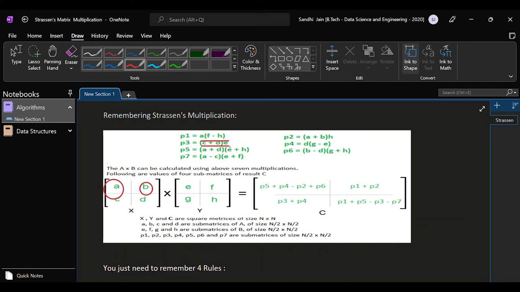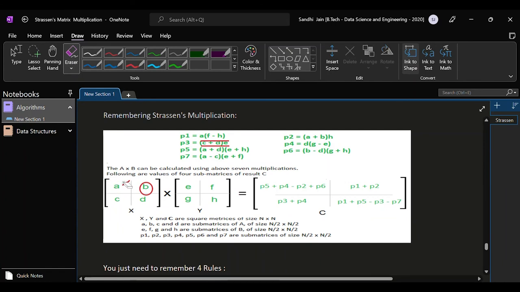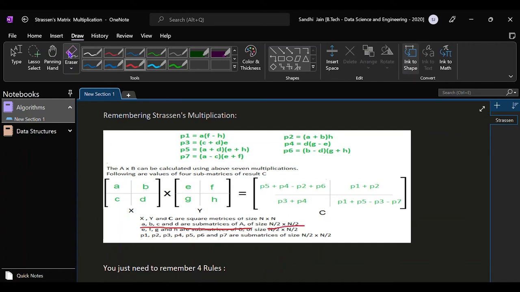Okay, so first of all the basic task is how to remember कि ये formulas क्या हैं, because the most important part is how we are going to remember these formulas. Okay, so we have P5, P4, P2, P6 and so on and so on, है ना. And A, B, C, see they have cleared it up. A, B, C, D are sub matrices of A of size n by 2 cross n by 2. So these are actually matrices and not a single element. हालांकि computation के लिए it will be only a single element.